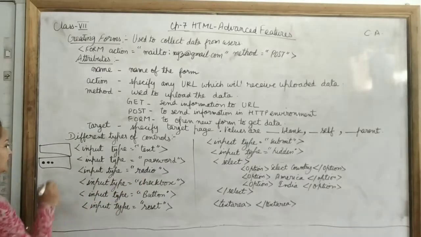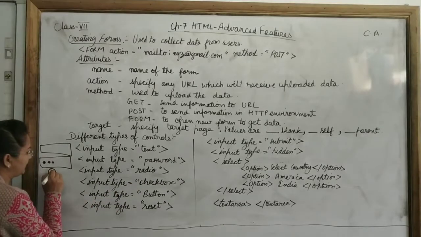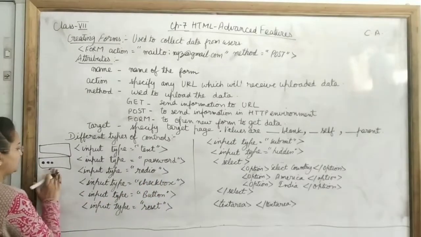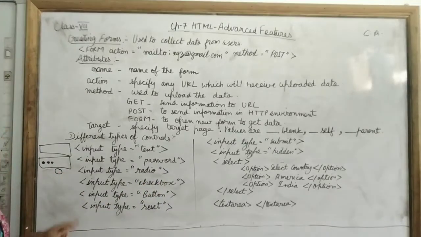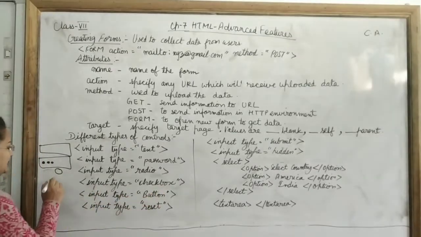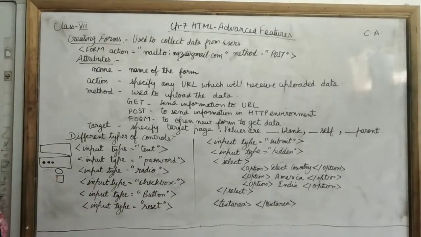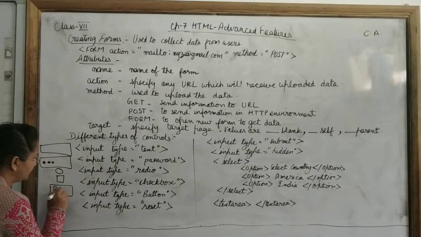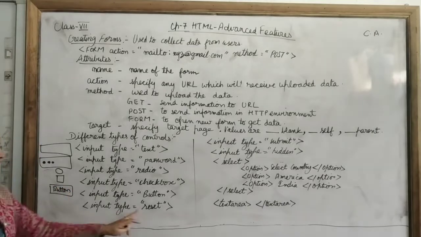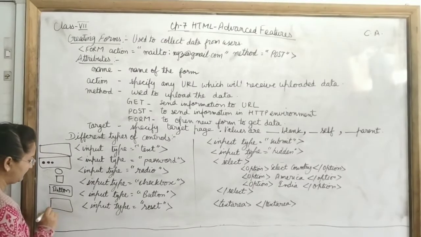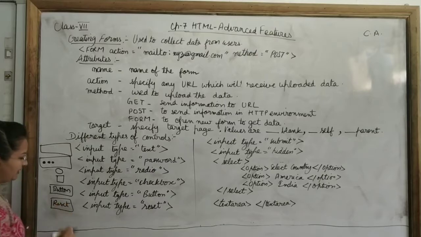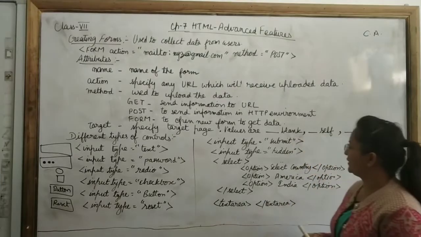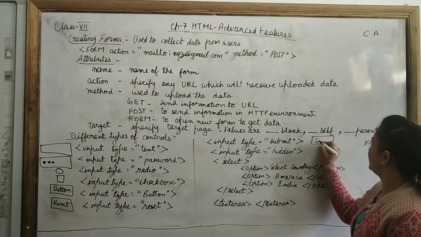Then input type radio. Radio buttons will be displayed. If we write checked over here, then it will be checked. Otherwise, it will be simply a radio button like this. Input type checkbox. That means this will be inserted in your form. Input type button. That means a button will be inserted. And reset. A reset button will be inserted. Here you have to mention the name also. Then input type submit. A submit button will be there.